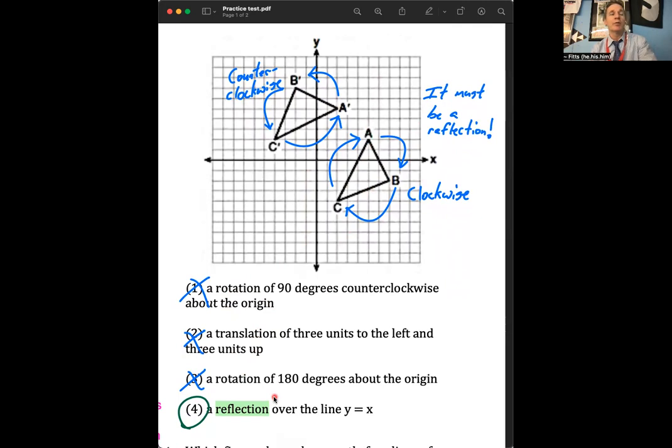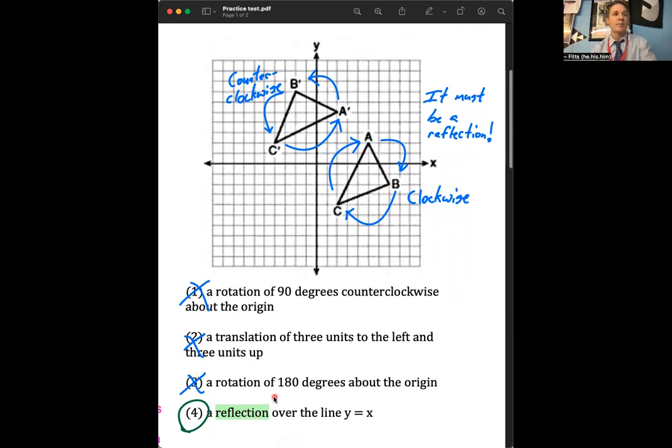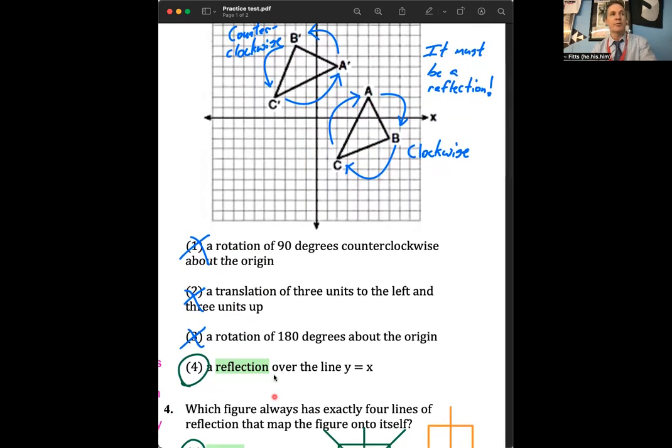I don't even care what the reflection is. I don't have to do anything else. I'm done. It's a reflection over the line y equals x, which, by the way, is this diagonal line here. So if I wanted to sketch that, it would look something like this, this kind of diagonal line there. That's not very straight, but anyway, get my point. All right, let's take a look at the next one.